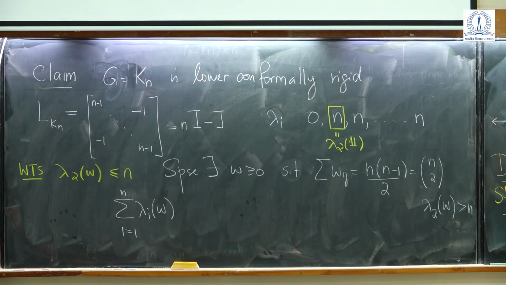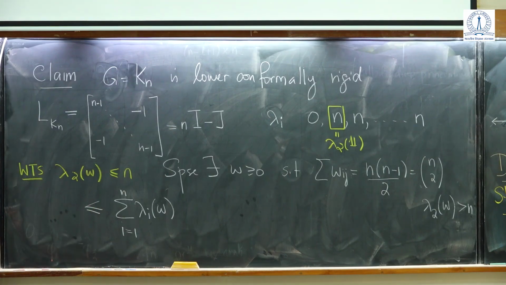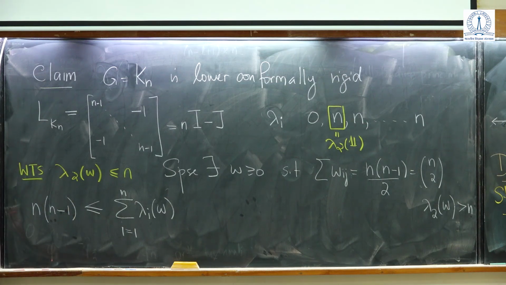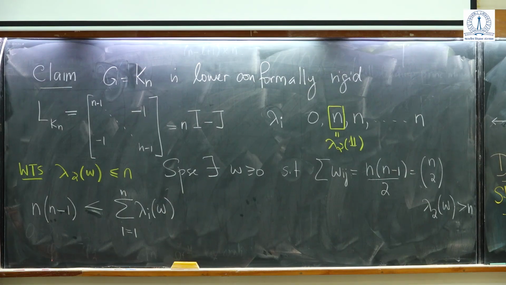So can you put a lower bound? The lambda 2 is at least n. Yeah, exactly. And all the rest, there are n minus 1 non-trivial eigenvalues. So I know that n times n minus 1 is strictly less than the sum of the lambda i's. Do you agree? Because lambda 1 is 0, so it comes for free. We can add it in. So I get n times n minus 1 is strictly less than the sum of all the eigenvalues, right?